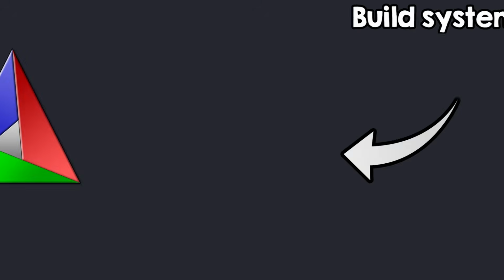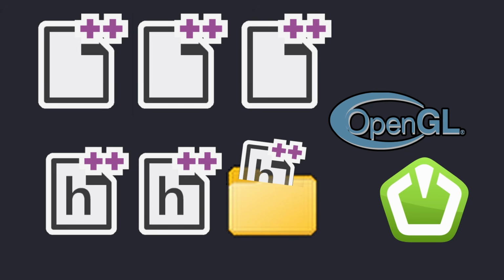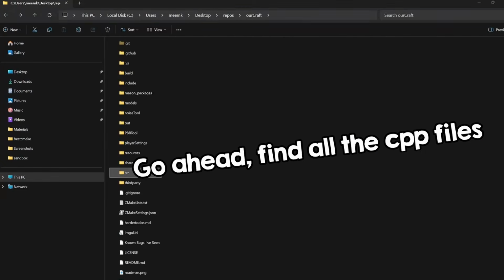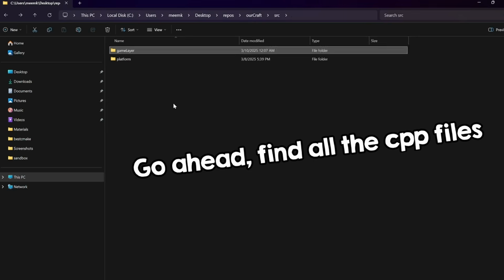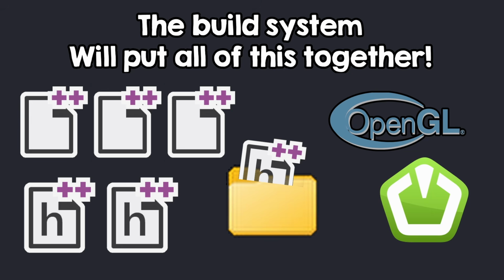So, what is CMake and why should you use it? CMake is what is called a build system. Imagine you have many CPP files in your project, a few folders with header files, and maybe some external libraries. Well, you need to somehow put them all together. The compiler can't just take your files and compile them. It needs to know what files to use, and where to find the header files, and how to link the libraries. The build system will take care of that.